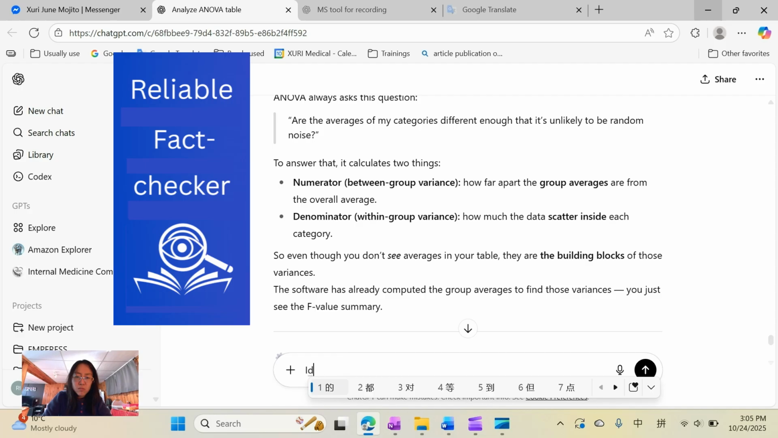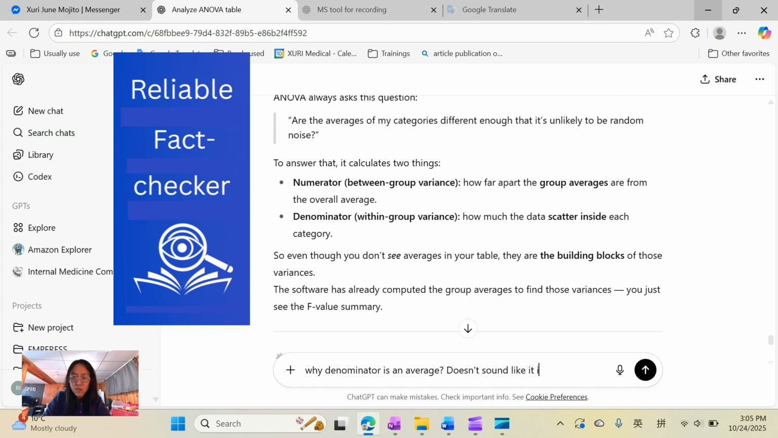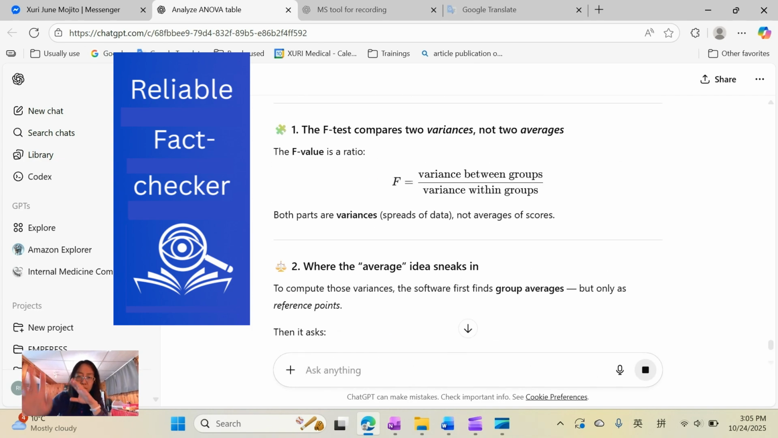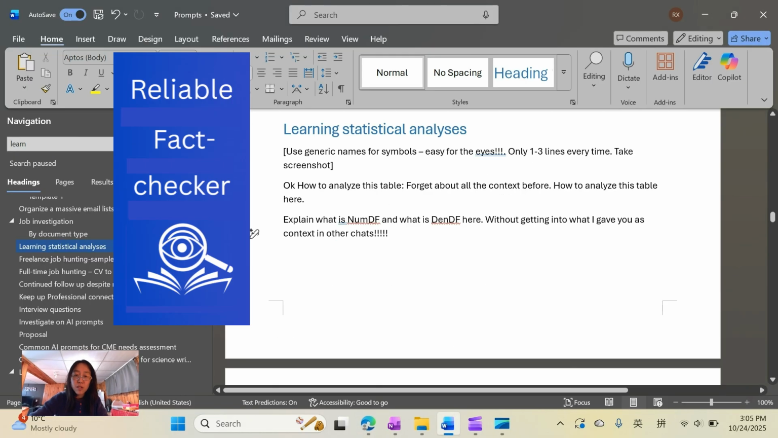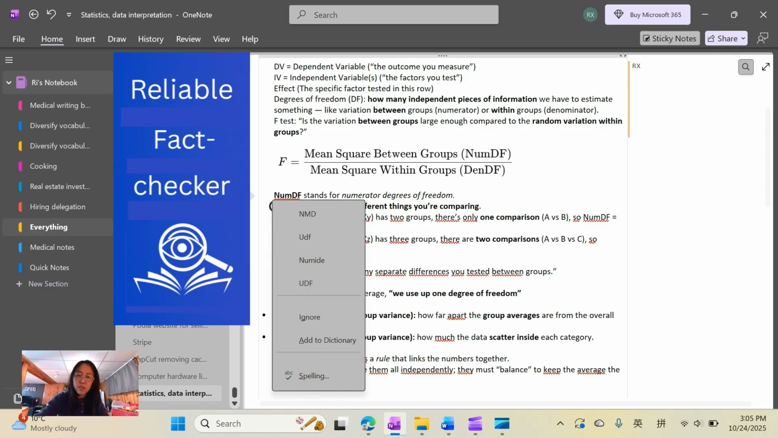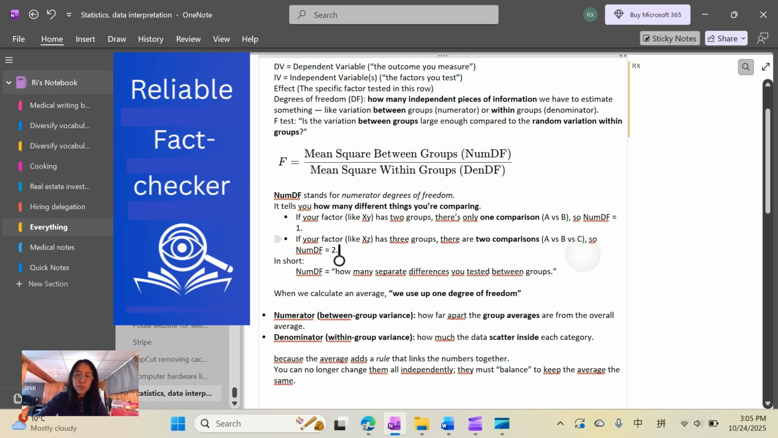Why is the denominator an average? Doesn't sound like it in your last answer. Variances are spreads of data. Okay, variances are spreads of data, not averages of scores. So that's the F value. But here is mean square. Mean square is the variance. True.